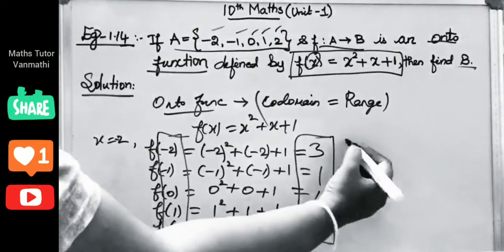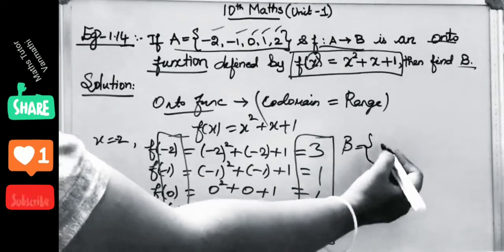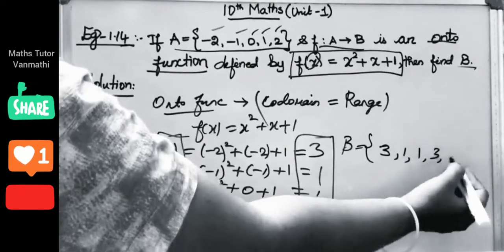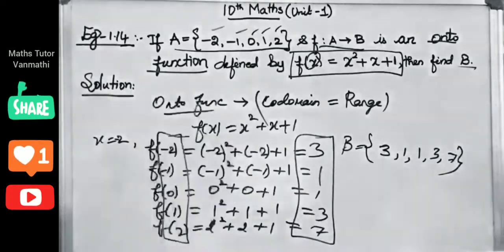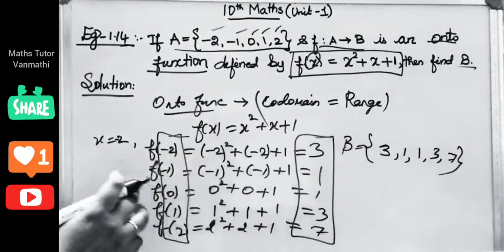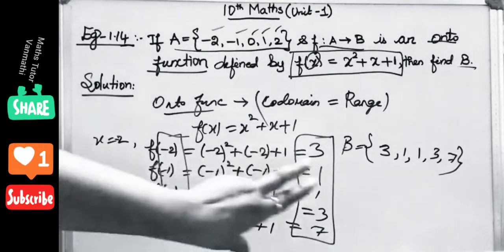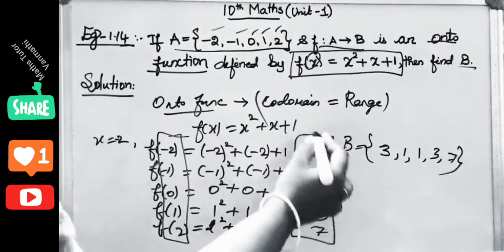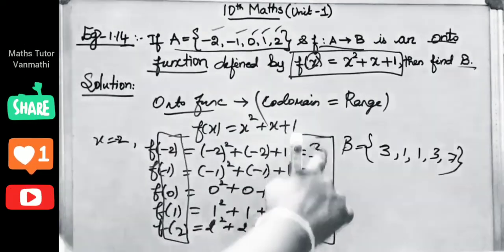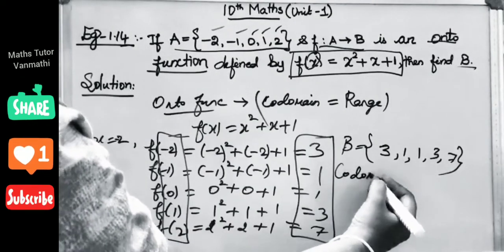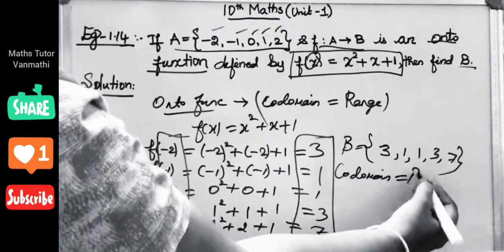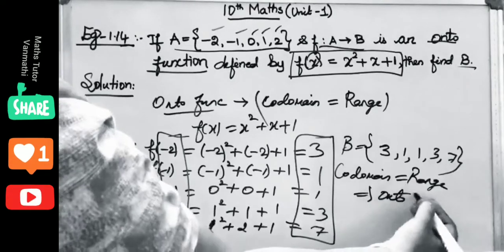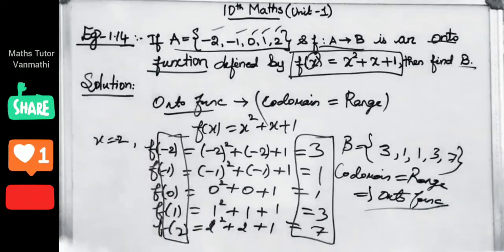So your range is B equal to {3, 1, 1, 3, 7}. This is your range. From this we can say that this is an onto function because codomain is equal to range. This is your codomain and this is your range. Both are same. From this we can say that it is an onto function.